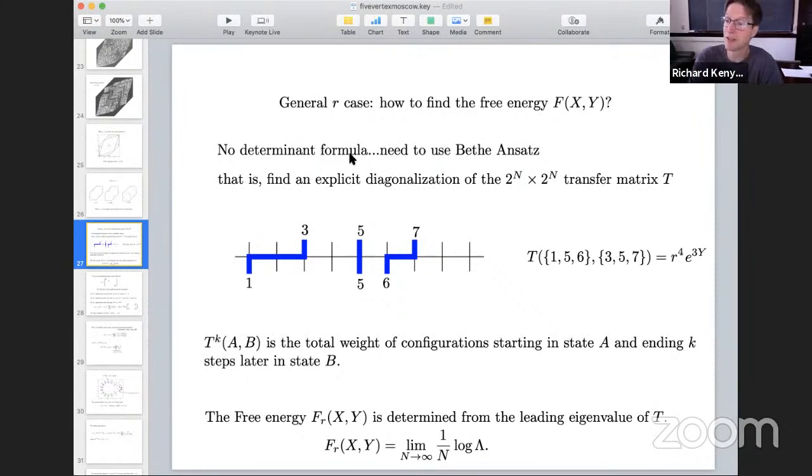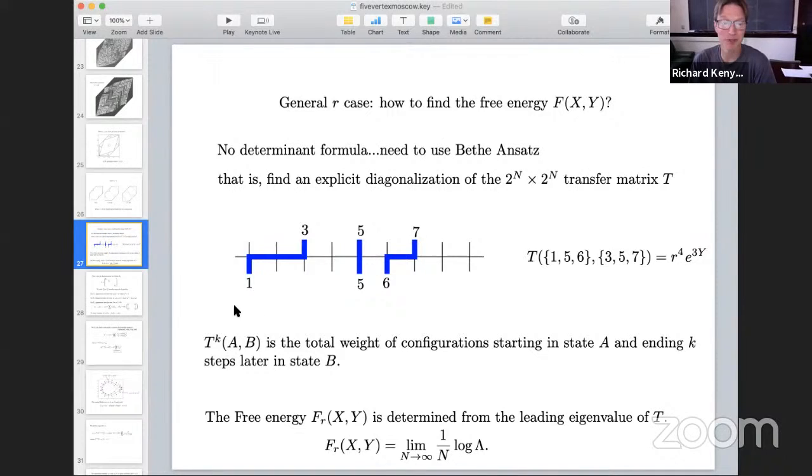So we went back to the original formulation of the Bethe ansatz, where you put the model on a cylinder, a cylinder of circumference capital N, and then you try to diagonalize the transfer matrix. What is the transfer matrix? It's the matrix which counts configurations on a cylinder. And every time you add a row to the cylinder, you keep track of the current configuration, and then adding a row is just a multiplication by some matrix.